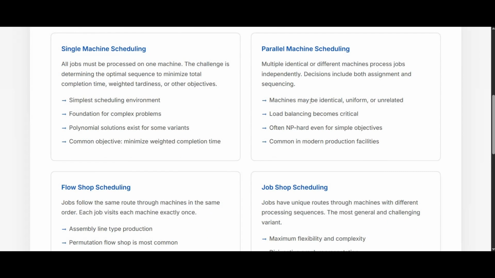Next, we move on to parallel machine scheduling. Now we have multiple machines working at the same time. They might be identical, similar, or completely different. The trick here is deciding both which machine gets which job and in what order to run them. Load balancing becomes a big issue because we don't want one machine overloaded while others sit idle. And here's a kicker: even simple objectives can turn into NP-hard problems, meaning they get computationally tough very fast.